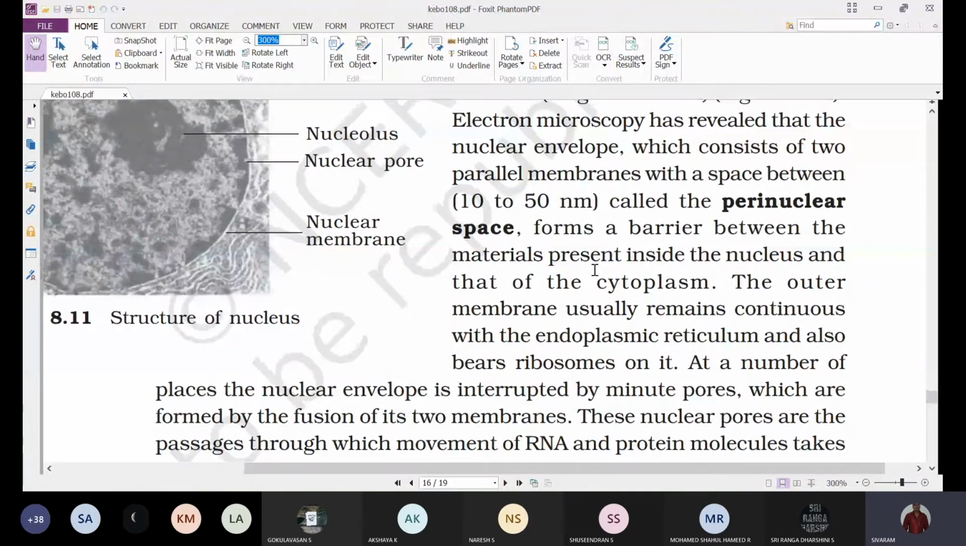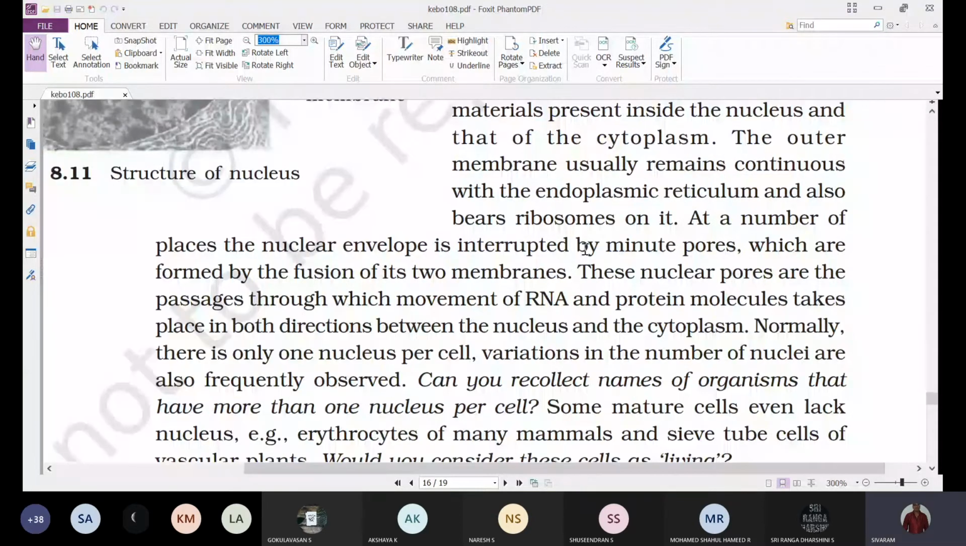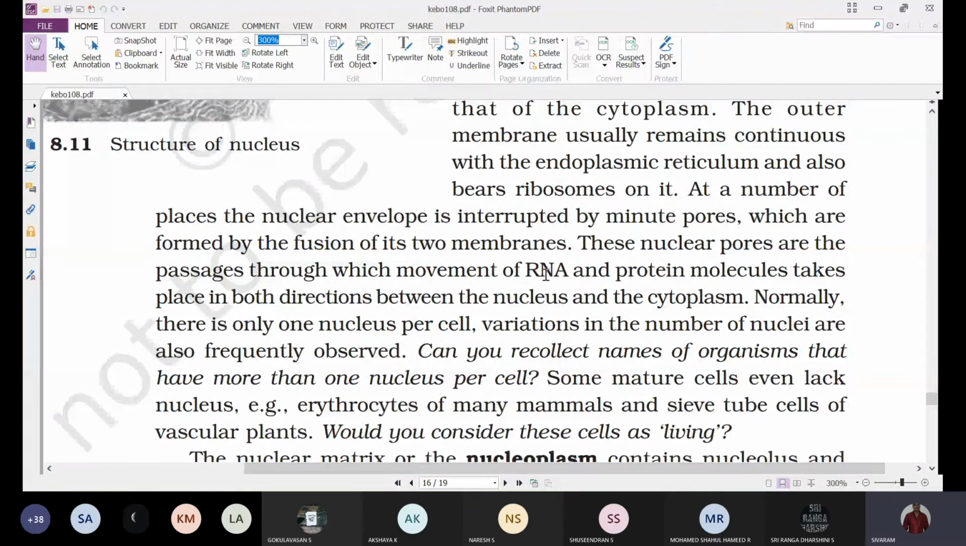At a number of places, the nuclear envelope is interrupted by minute pores, which are formed by the fusion of its two membranes. And these nuclear pores are the passages through which movement of RNA and protein molecules takes place in both directions between the nucleus and the cytoplasm.